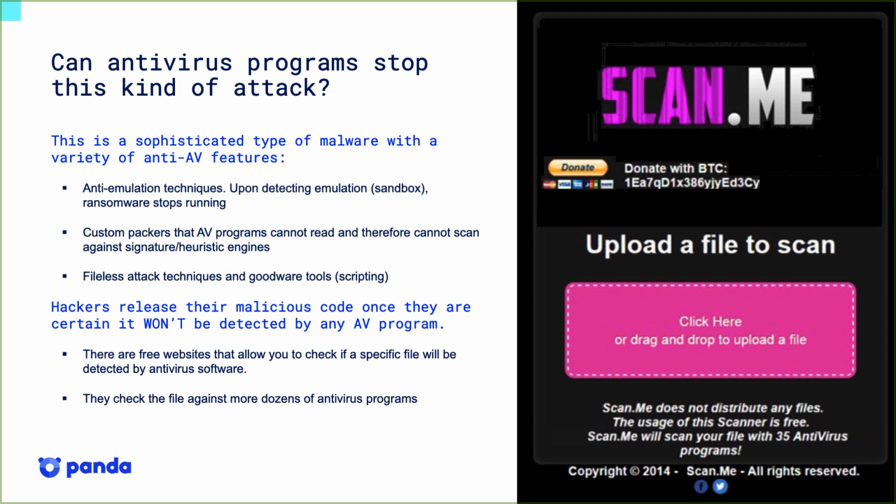Now, once we have got past these techniques, we can consider the payload. What we find is hackers will not release their code until they are certain that it won't be detected by any antivirus program. Typically, the way that they will do this is by utilizing free services, such as you see on the right, that will allow you to check a specific file against several different antivirus engines. Only once that particular file comes back scanned clean will they then use it in their attacks.